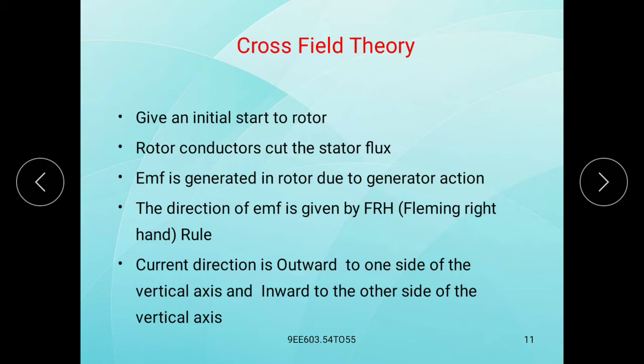Once again, give an initial start to the rotor. The rotor conductors cut the stator flux. EMF is generated in the rotor due to generator action. The direction of EMF is given by Fleming's right hand rule. The current direction is outward to one side of the vertical axis and inward to the other side of the vertical axis.